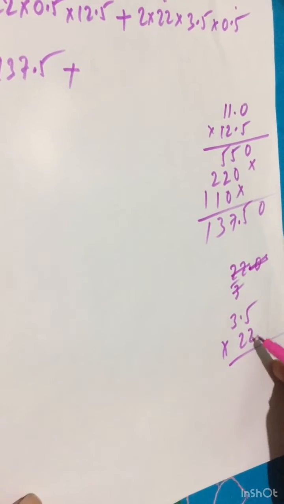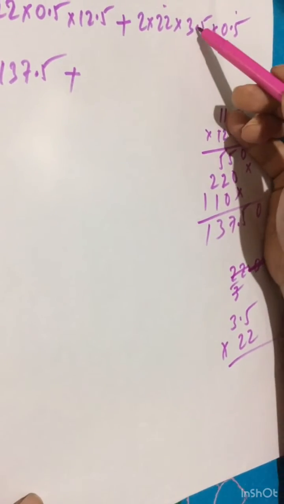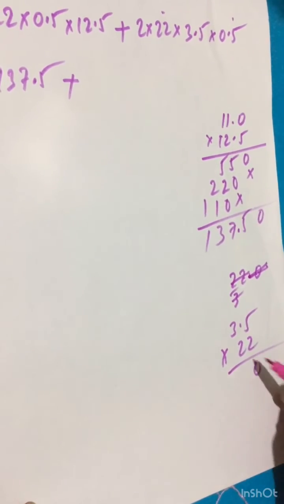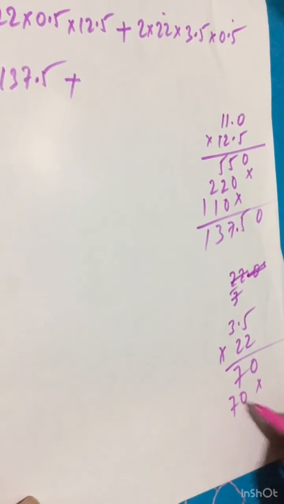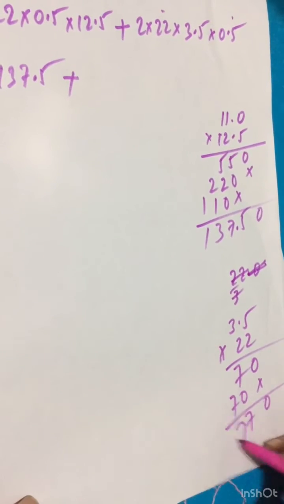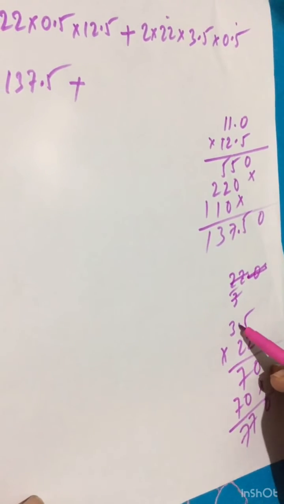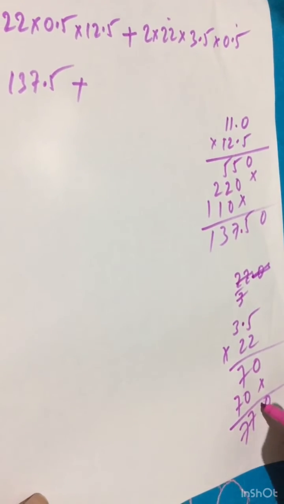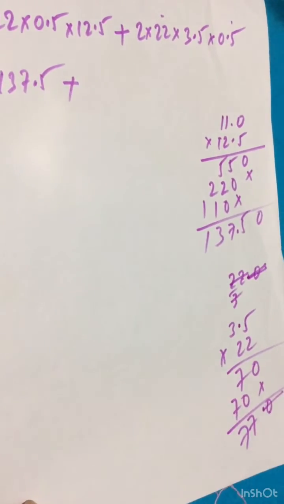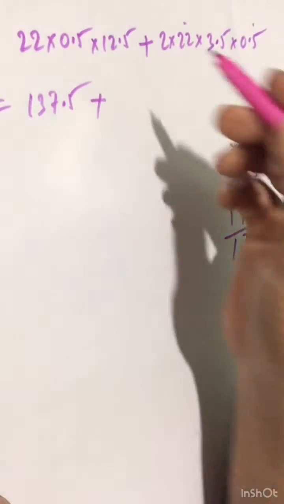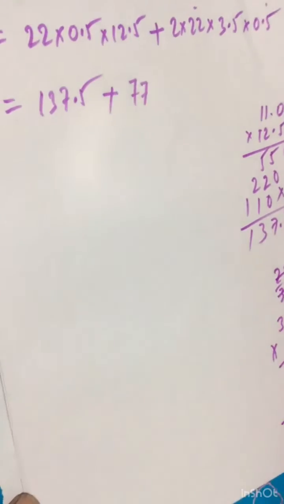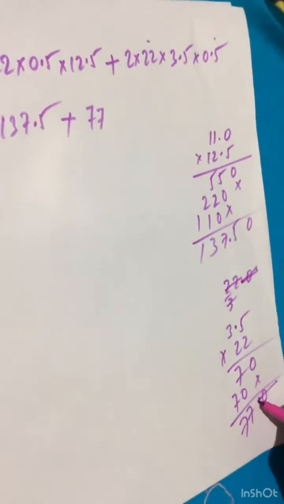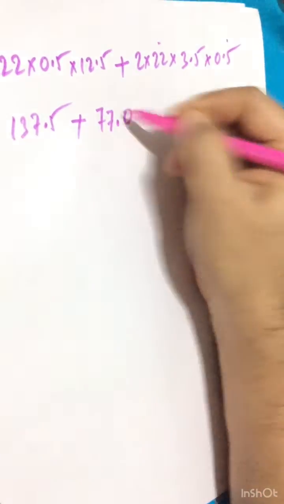So let's multiply now with 3.5. 2 5s are 10, 2 3s are 6, 7, 10, 7, 0, 7, 7. Decimal. After 1 here there is a decimal, so I'll put it here, again 0 has no value, you can just write 77, or you can put 77.0 also, no problem. If you get confused, then put it this way, no problem.